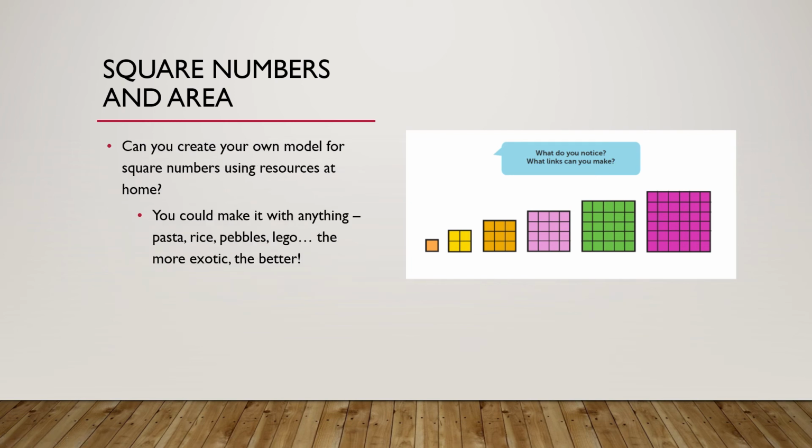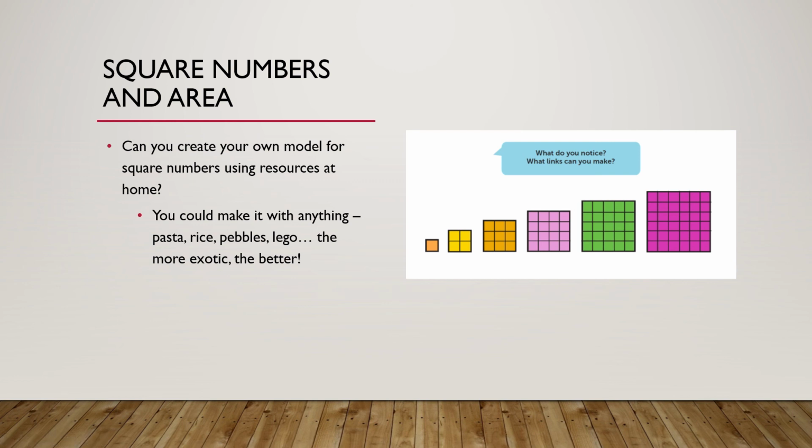Now, here's something I'd like you to do ahead of the independence task. Quite a short video today. I'd like you to make your own model for square numbers using resources at home. If we were in school, we'd probably do this with Dienes blocks, little cubes. But since we don't have them, I'm interested to see what you can come up with. And you could do pasta, rice, pebbles, Lego, lentils are a good one. Anything really. I'm looking for something more exotic. If you can do more in different colors, fantastic. But try and make it a little bit creative.